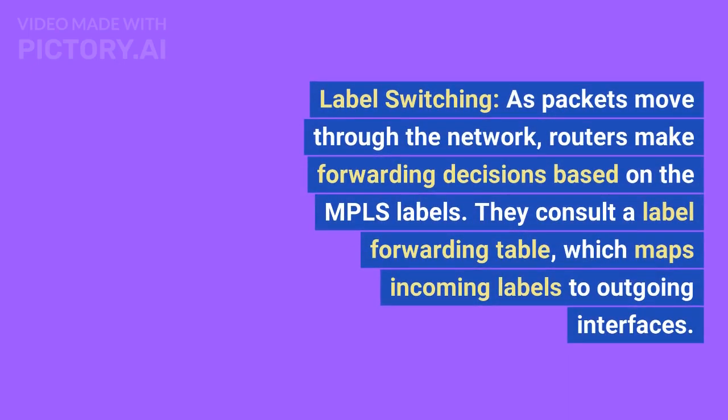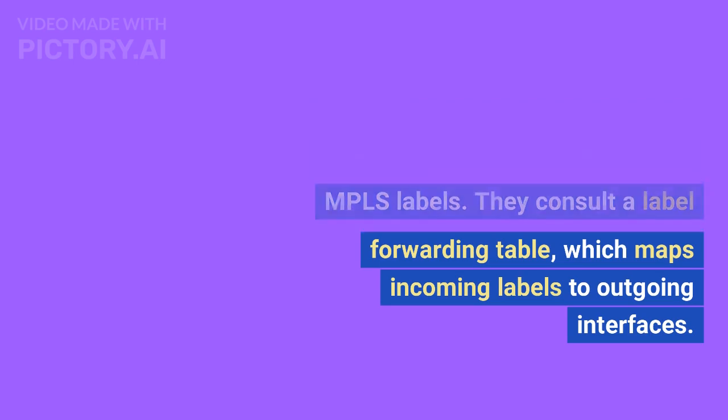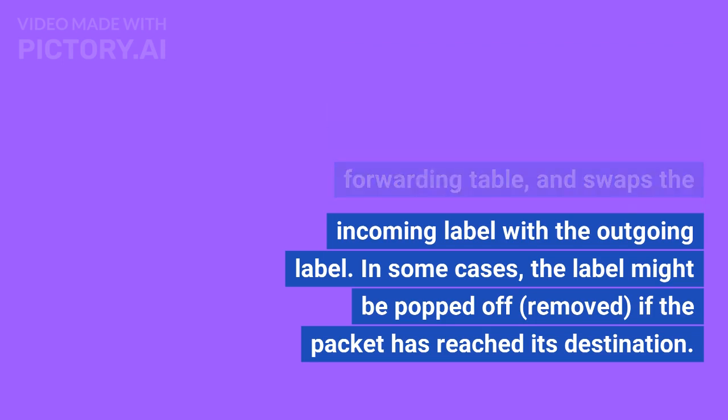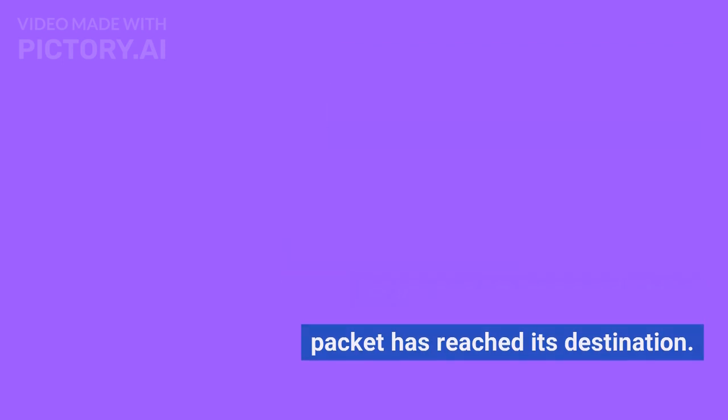Label switching. As packets move through the network, routers make forwarding decisions based on the MPLS labels. They consult a label forwarding table, which maps incoming labels to outgoing interfaces. Label swapping and popping. At each hop, the router looks at the incoming label, consults its label forwarding table, and swaps the incoming label with the outgoing label. In some cases, the label might be popped off, removed, if the packet has reached its destination.